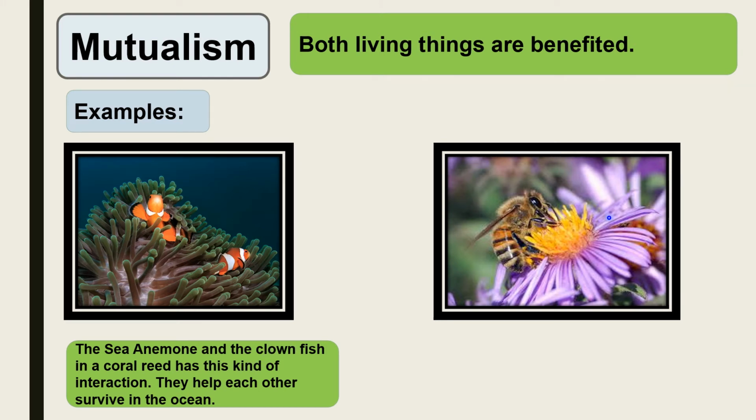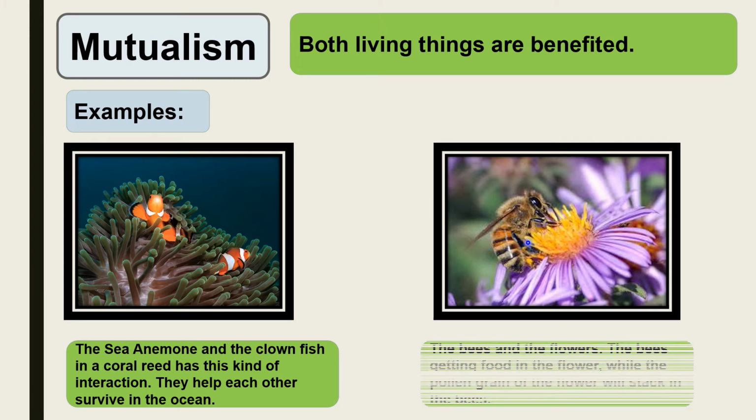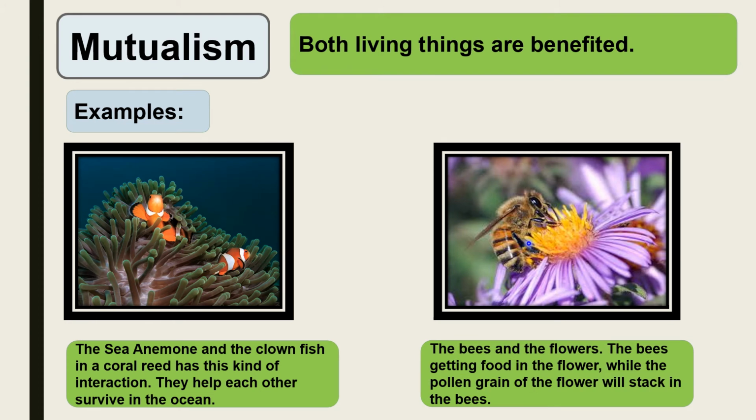Here, the bees and flower are both benefited. It is because the bees suck the nectar from the flower while the pollen grains stick to the body of the bees, and then it will be transferred to other flowers, which results in pollination. So they are both benefited.